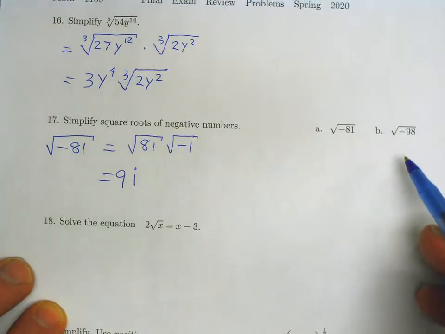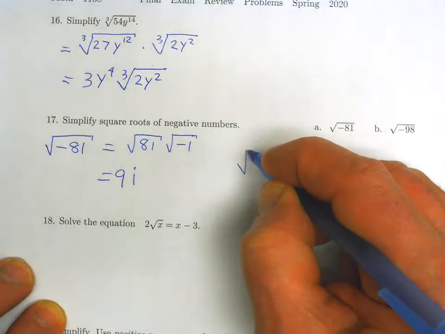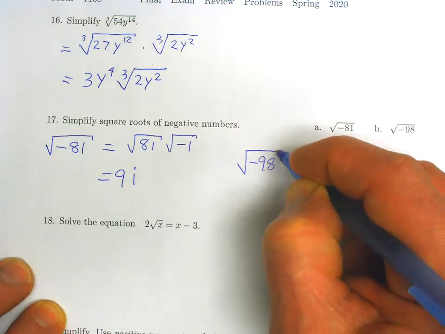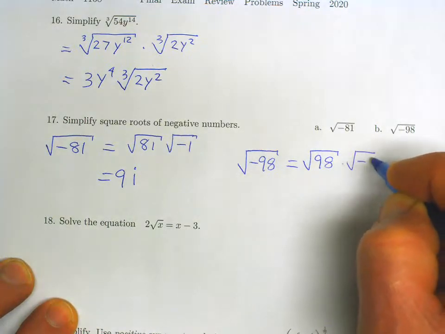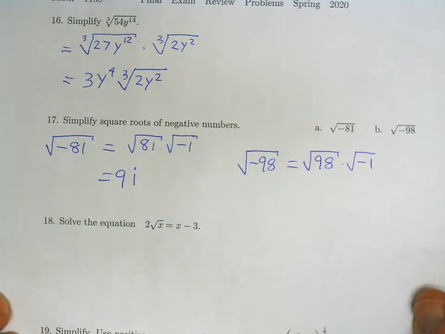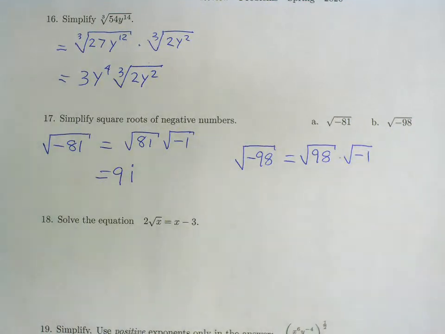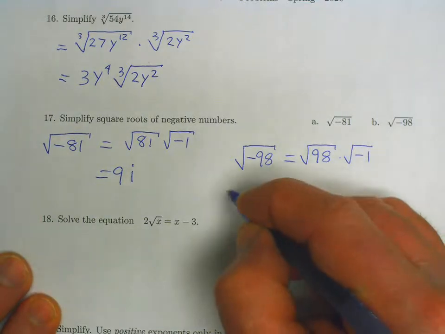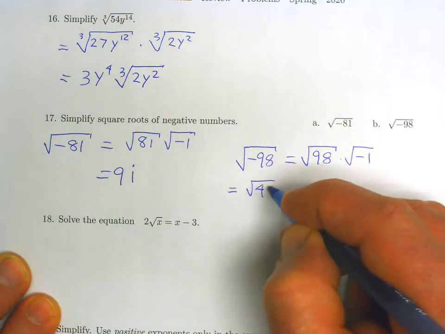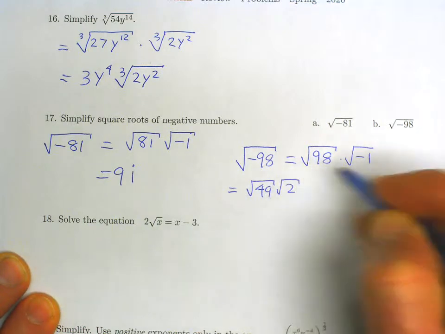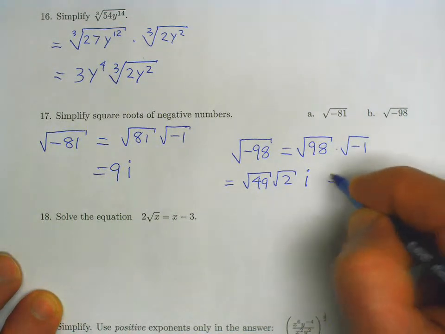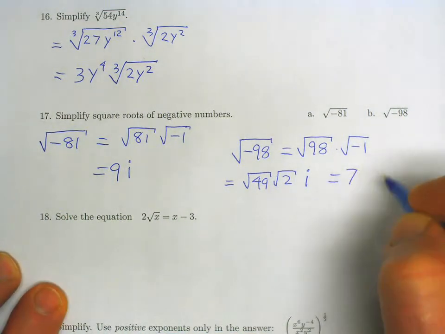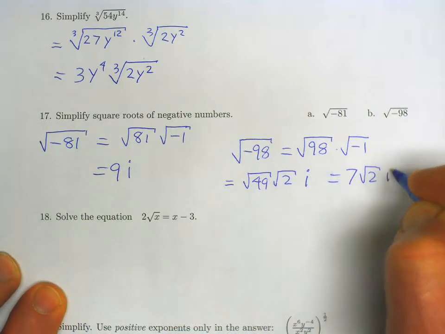For the square root of negative 98, think of the square root of negative 98 as the square root of positive 98 times the square root of negative 1. The square root of 98 can be simplified. The largest factor of 98 that's a perfect square is 49. So in the next step, we'll write the square root of 49 times the square root of 2, but we'll go ahead and replace the square root of negative 1 with i. And then the last step, the square root of 49 is 7. So 7 times the square root of 2 times i is the simplified answer.